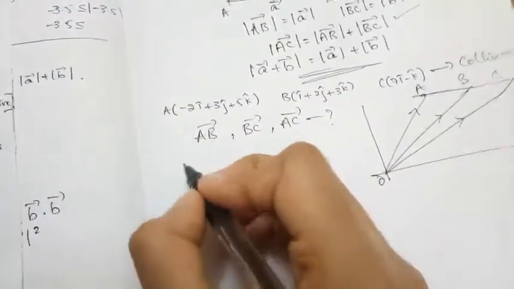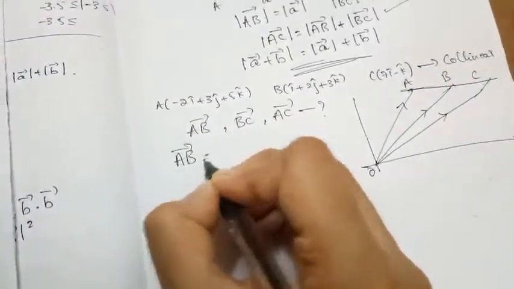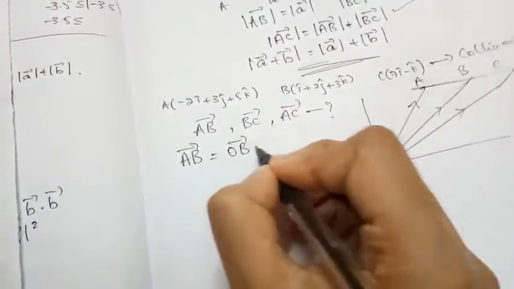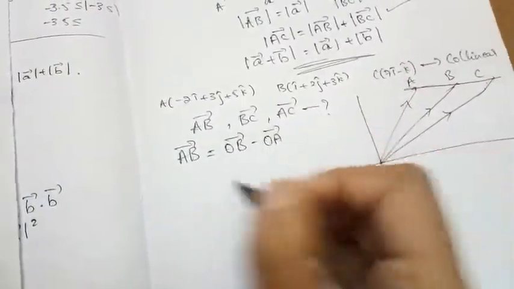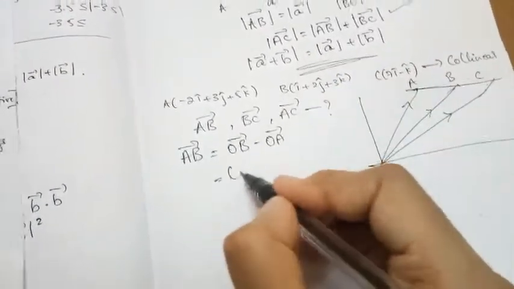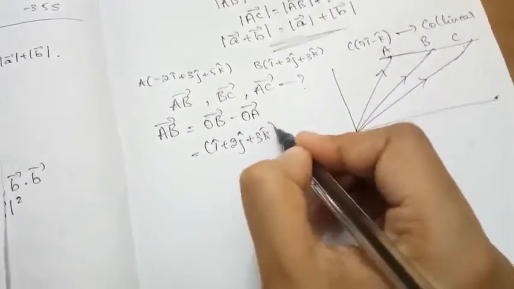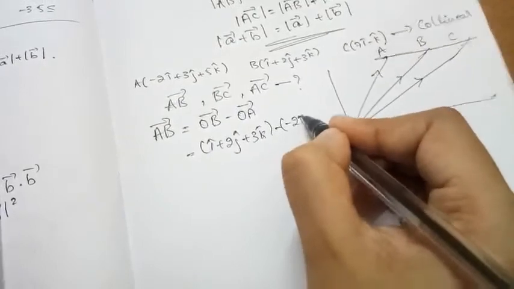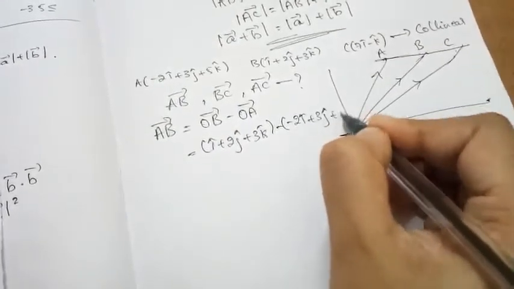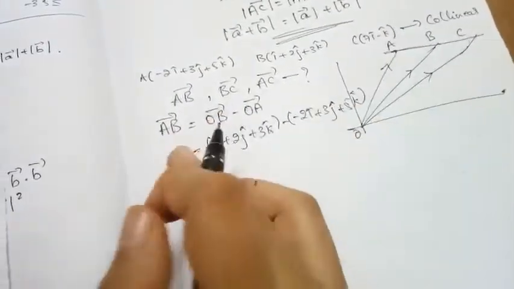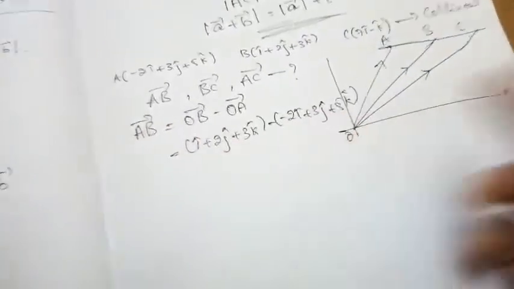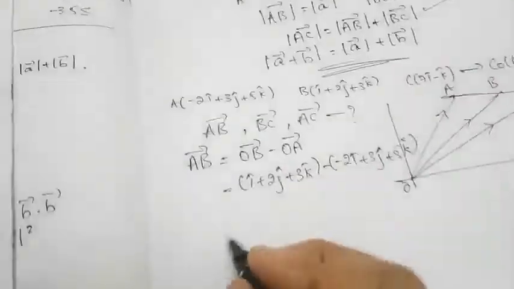So how are we going to get vector AB? Vector AB is nothing but vector OB minus vector OA. So it is nothing but i cap plus 2j cap plus 3k cap minus (2i cap plus 3j cap plus 5k cap). So this is how we are finding the vector when 2 points are given. That is the way we are doing here.